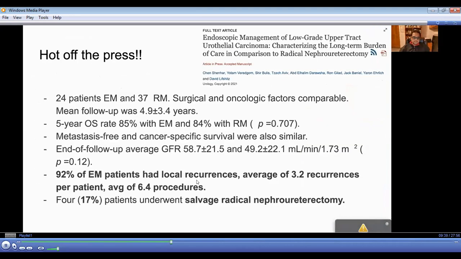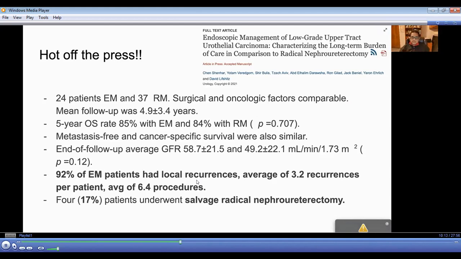And this came right out of the press like 2 days ago, a study from Israel, which compared retrospective studies, small numbers, but it's a long follow-up, and compared the endoscopic management with radical nephroureterectomy. The overall survival rate was similar or comparable in both groups, along with metastasis-free and cancer-specific survival. The end of follow-up GFR or kidney function was also comparable between the two groups.